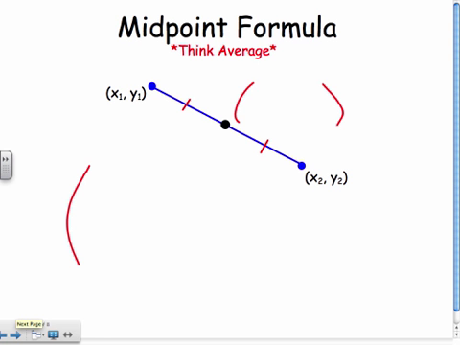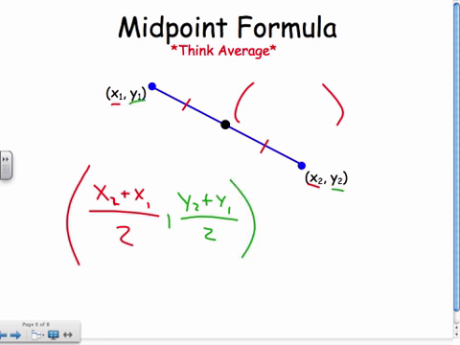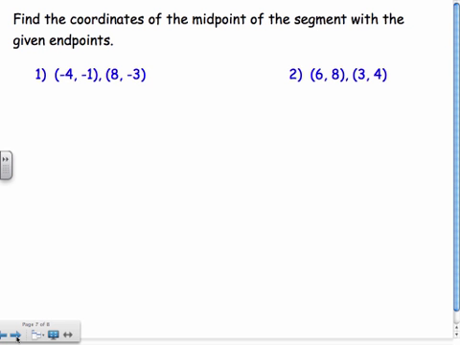Okay? I take the average of my x's right away. So x2 plus x1, and I divide by 2 because there's 2 of them, right? Add them up, divide by 2. Then I find the average of my y's. Add them up, y2 plus y1, and divide by 2 because there's 2 points. Find the average of them. And there you go. That's how you find the midpoint. So add your x's, divide by 2, add your y's, divide by 2. Pretty straightforward.